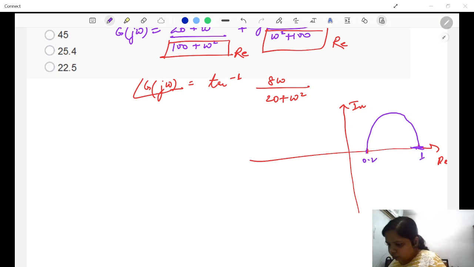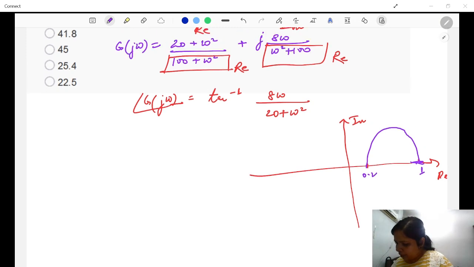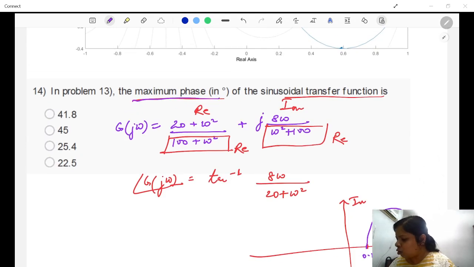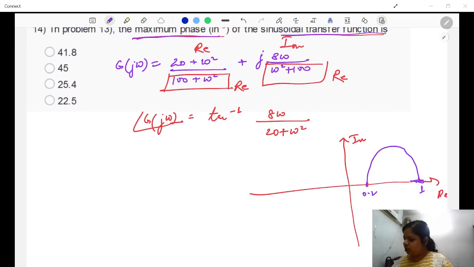Now, what we actually want to find out is the maximum phase of the sinusoidal transfer function. Phase means tan inverse of imaginary upon real is maximum. Then let's say it is maximum at some point. This phase is maximum at some point.